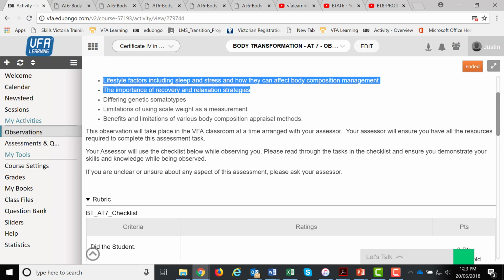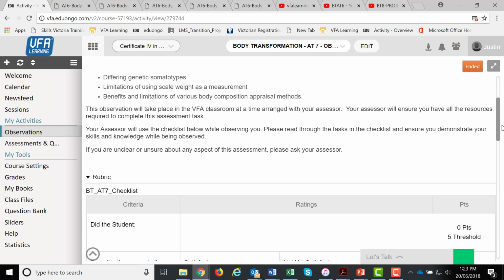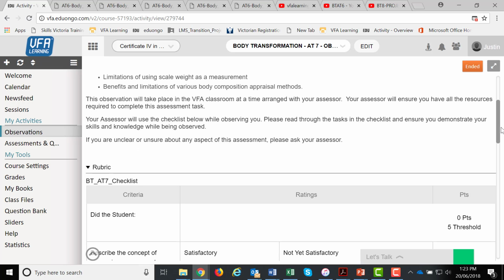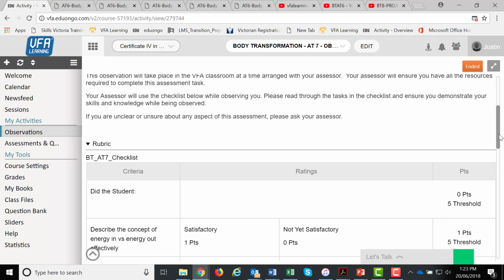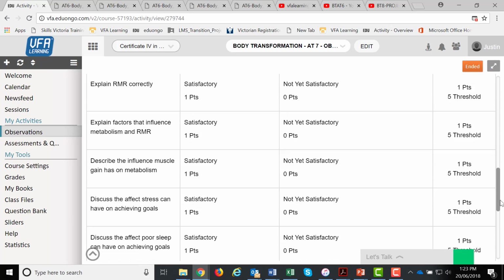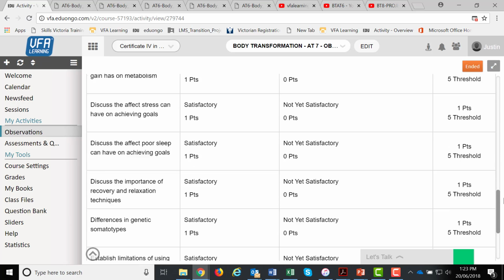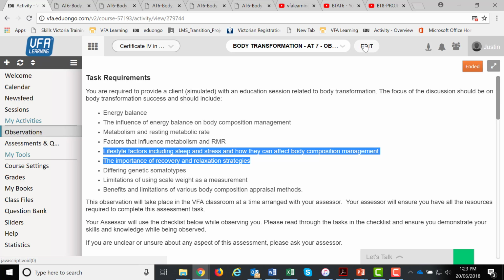They'll be looking to make sure the information is clear and delivered in a way that a person who hasn't done a Cert 3 and 4 in fitness can understand. And again, they'll be checking off these points here in the assessment checklist. If you have any questions, make sure you speak to your trainer and assessor.